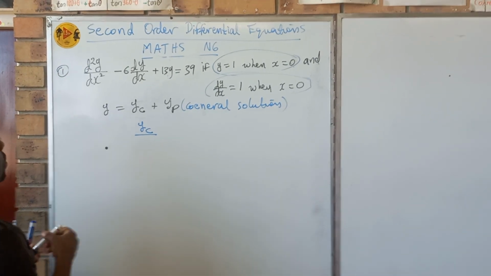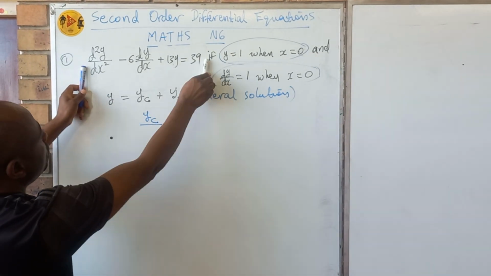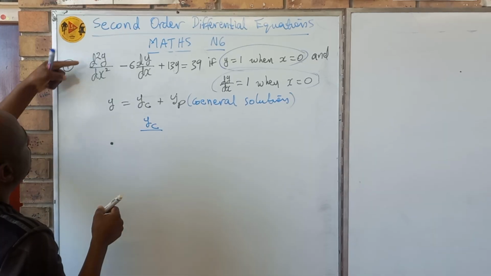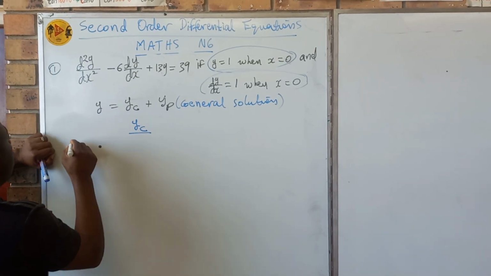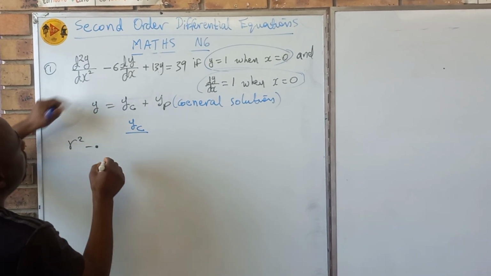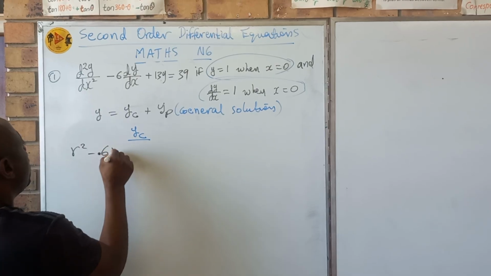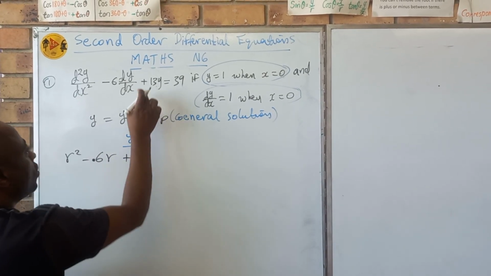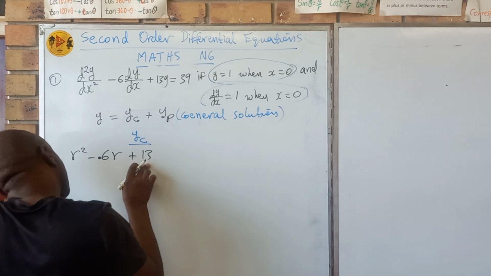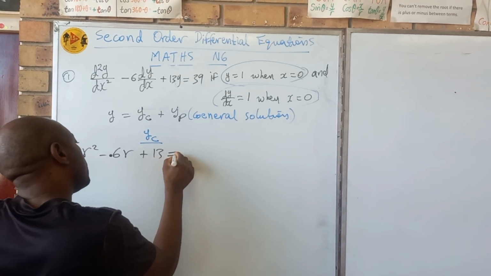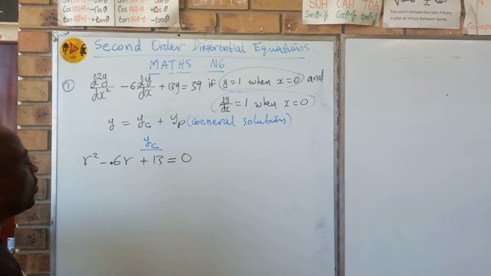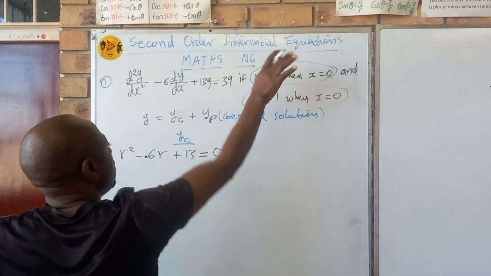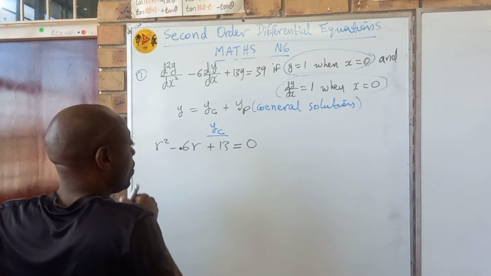And to do that, you have to use the original to create a quadratic equation. The second derivative, we'll call it r squared. The first derivative, we'll call it r. Then y will always be 1, so that 1 times 13 is 13. The right hand side we always replace by 0, because we only use the right hand side to solve for yp, the particular integral.